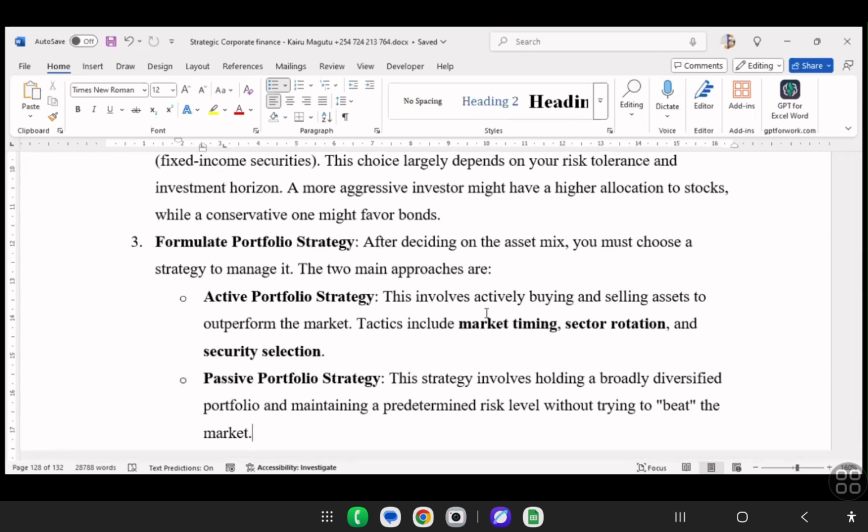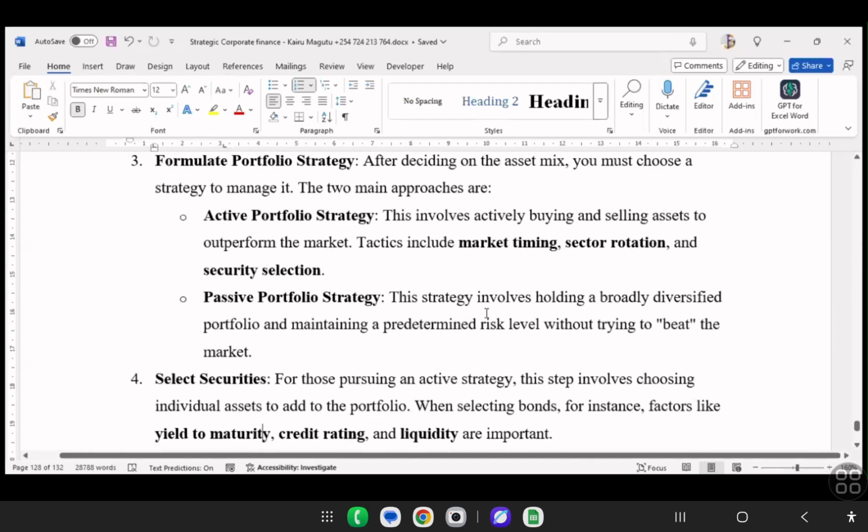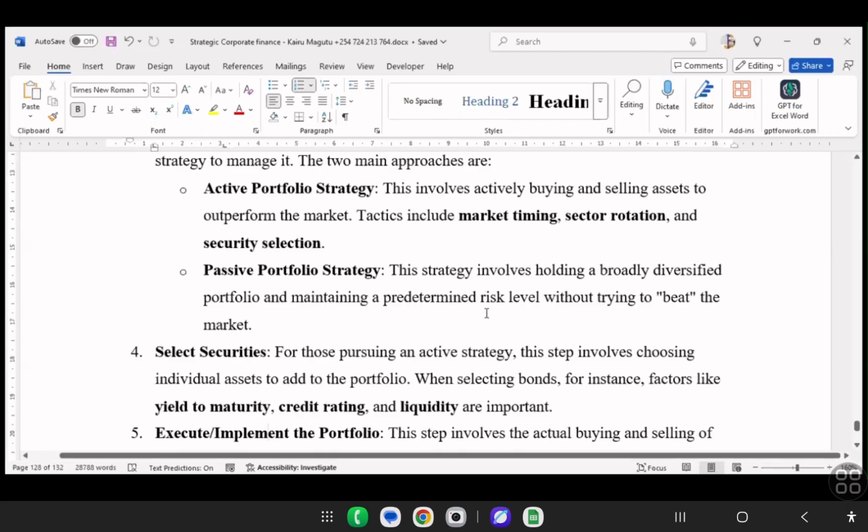Then number three, formulate the portfolio strategy. After deciding on the mix, you must choose a strategy to manage it. The two main approaches are, first, active portfolio strategy. This involves actively buying and selling assets of the portfolio to outperform the market. Tactics include market timing, sector rotation, and security selection. That is where you keep on buying and selling from time to time as you evaluate the security. Then passive portfolio strategy. This strategy involves holding a broadly diversified portfolio and maintaining a predetermined risk level without trying to beat the market. You have so many securities in the portfolio. We call it passive portfolio. The more they are, the more you will be able to diversify the risk.